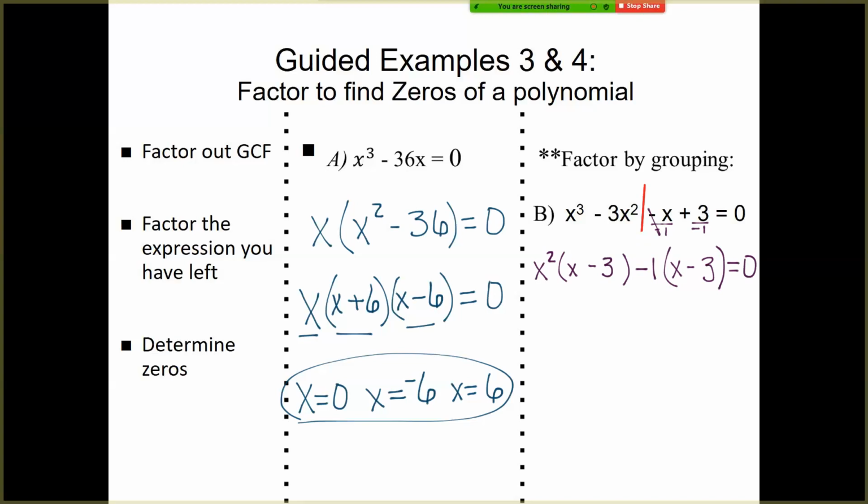If we've done this correctly, these two sets of parentheses should match exactly. Do they match exactly? Yeah, the signs are exactly the same. They're both x minus 3s. We're going to bring them down. What do I put in my other set of parentheses? X squared minus 1. These two things come down here.